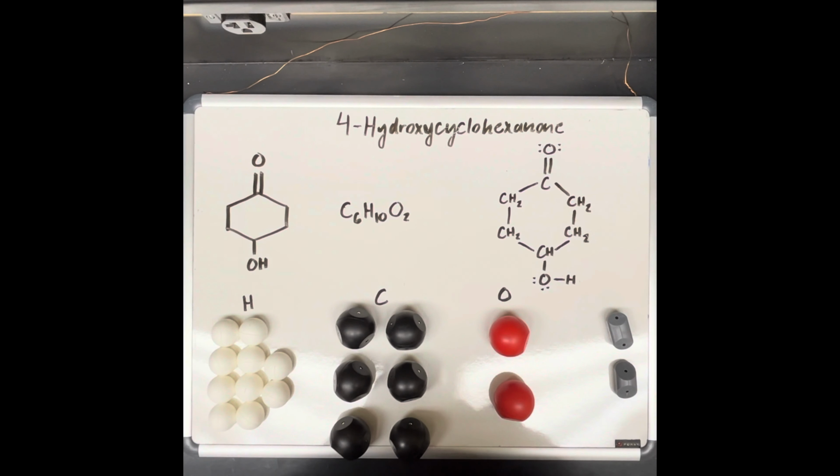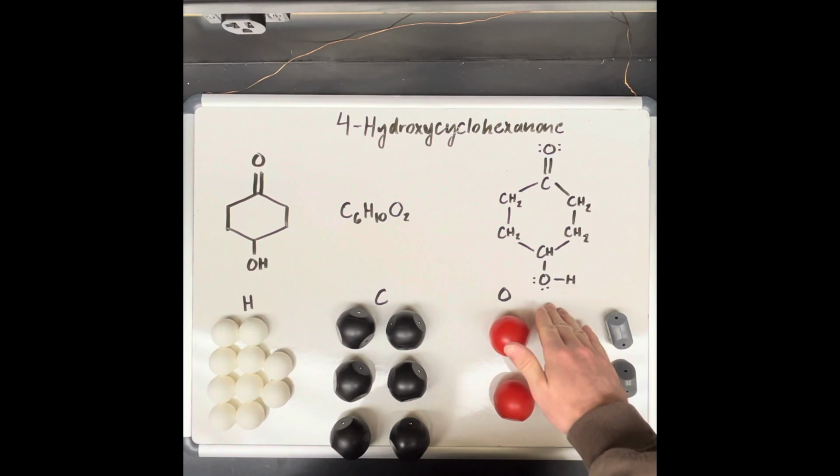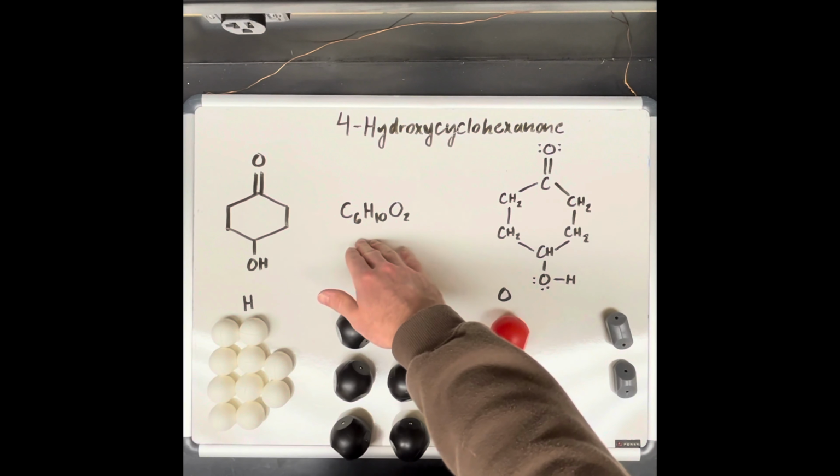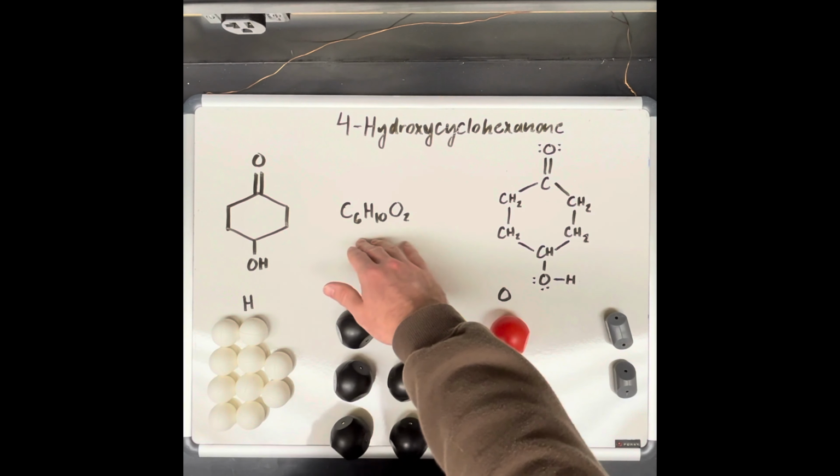In this recording, I will now show you how to build the physical structure for 4-hydroxycyclohexanone using the Snatoms molecule kit. To the right, I drew the Lewis structure. To the left, the condensed structure, and in the middle, we will see the molecular formula C6H10O2.